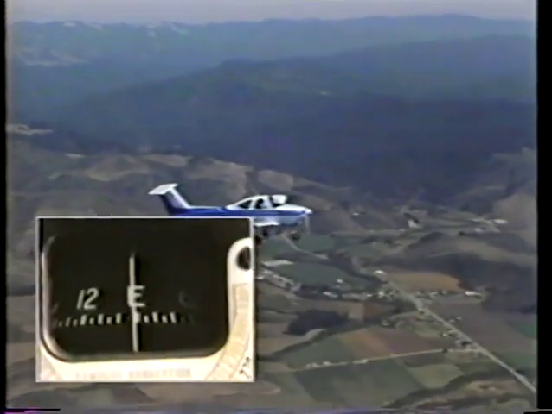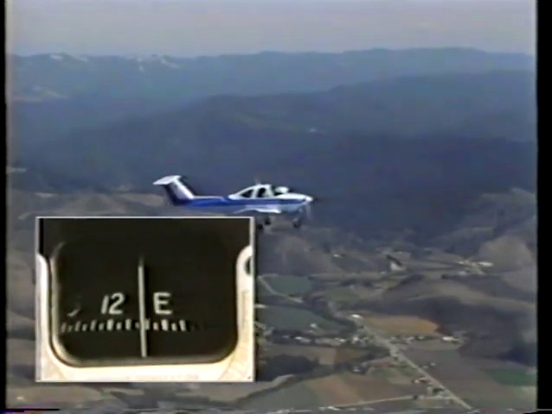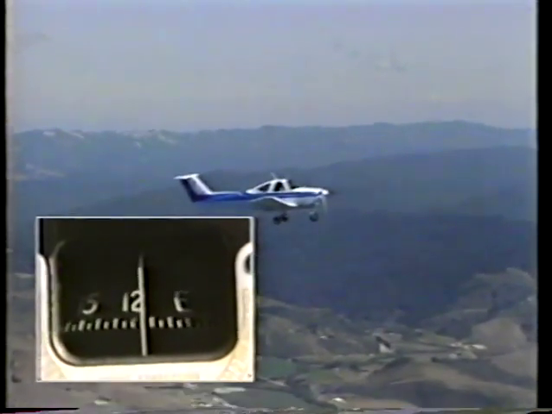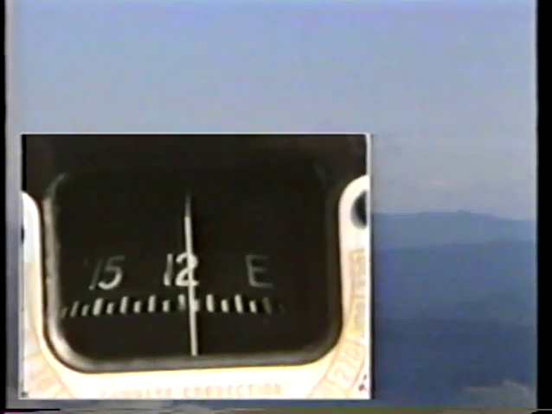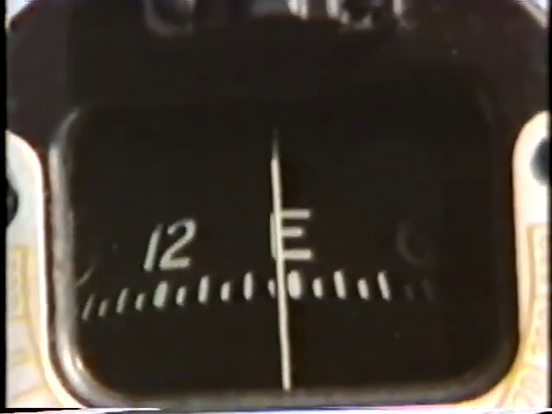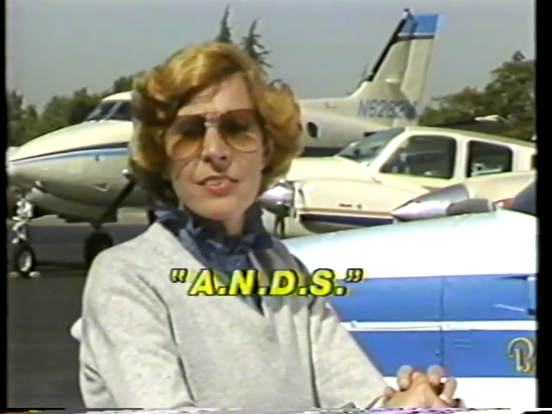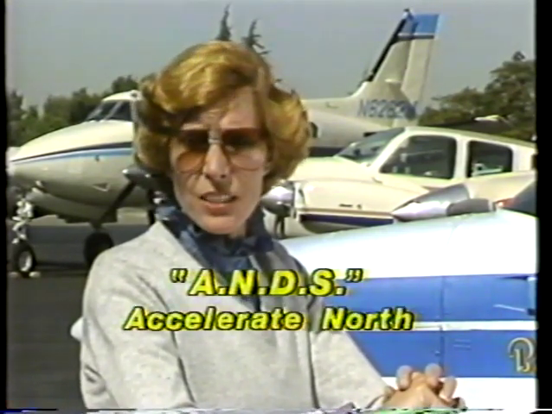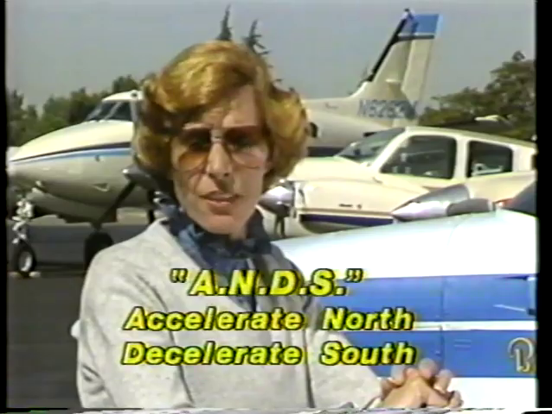Conversely, deceleration will cause an indication of a turn to the south. The acronym AND will help you remember this. Accelerate north, decelerate south. Since the compass must be free-floating to work at all, it is subject to what we call oscillation error.